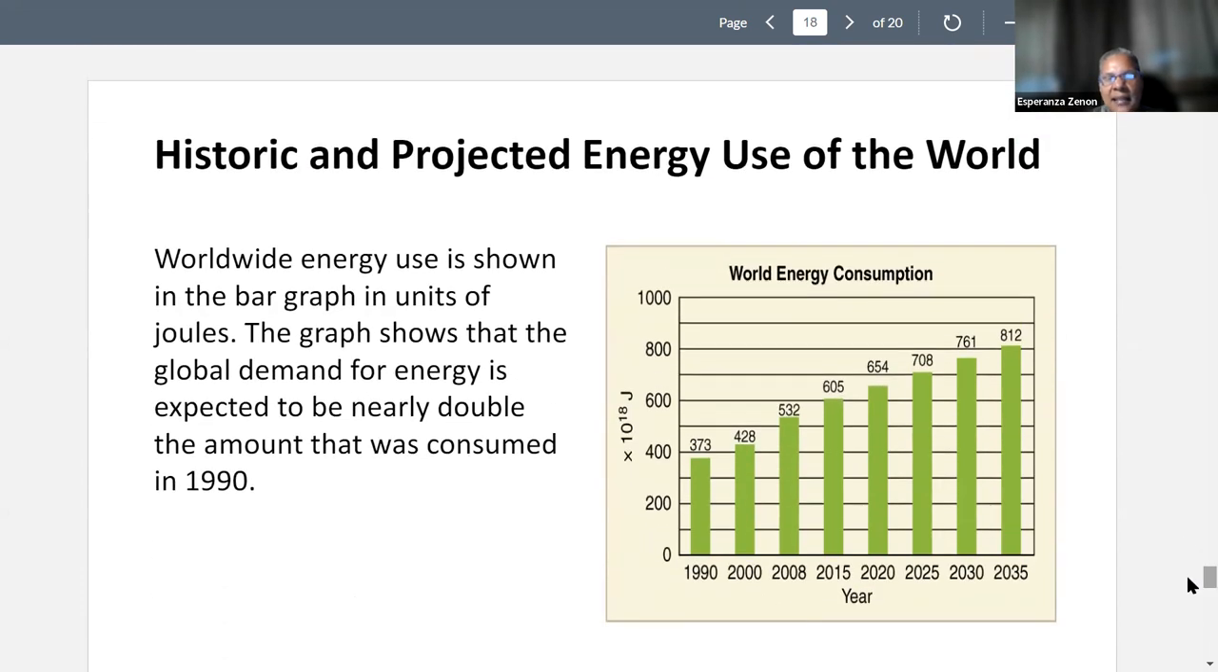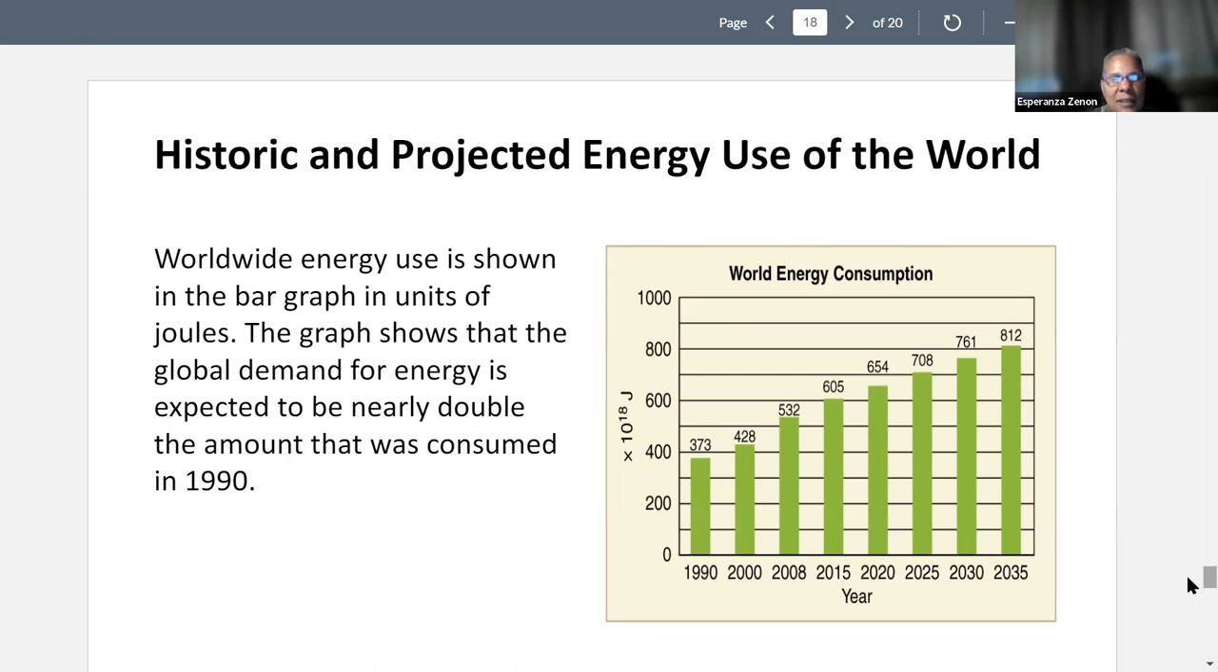And then this last slide, these are just informational, not anything I would ever task you to know, but it looks at energy use in terms of consumption, right? And look at that in terms of 10 to the 18 joules, right? That's the unit if you look at on the side. So by the year 2035, the worldwide consumption of energy will be 812 times 10 to the 18 joules.